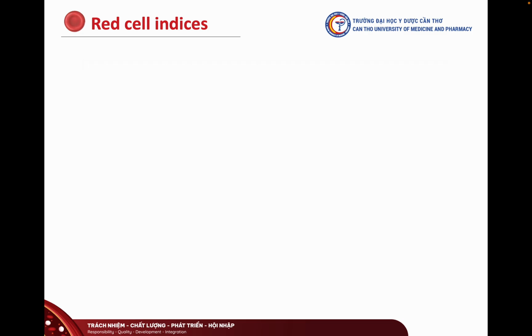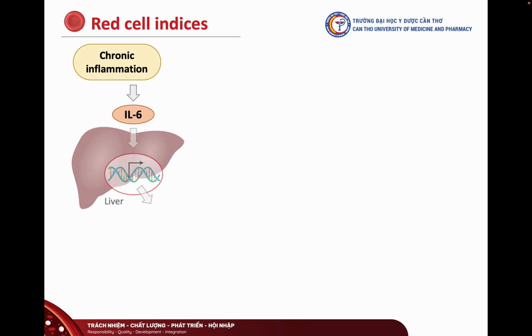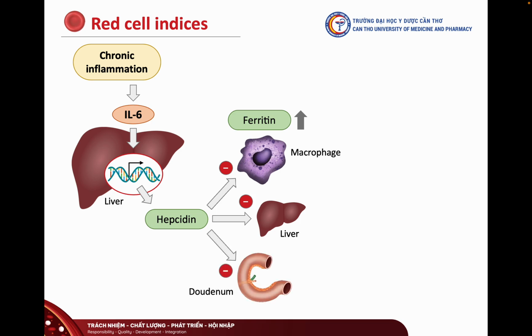Now let's explore why chronic inflammation can lead to microcytic hypochromic anemia. First, let's start with the trigger. Chronic inflammation causes the immune system to release cytokines, especially interleukin-6. Interleukin-6 acts on the liver, stimulating the production of hepcidin, a key regulatory hormone for iron metabolism. What does hepcidin do? It inhibits iron absorption in the duodenum, and it blocks the release of iron from the macrophages and the liver stores. That means even though there may be iron in the body, it can't be used.